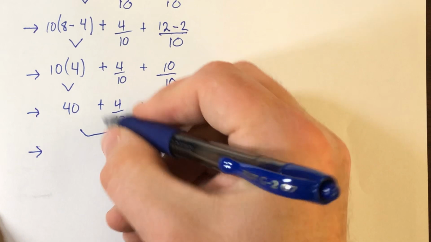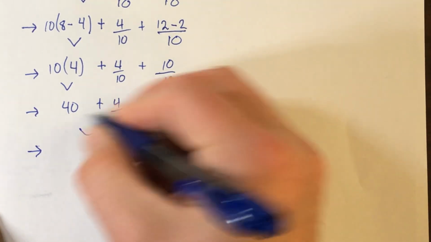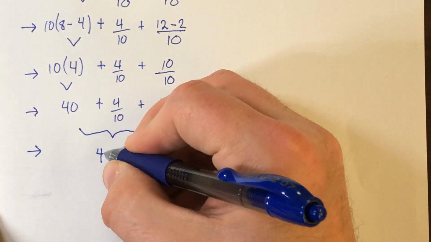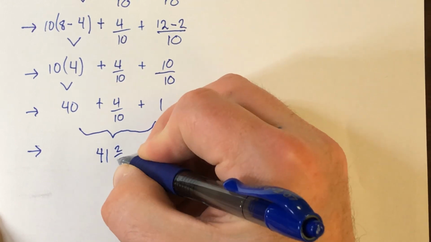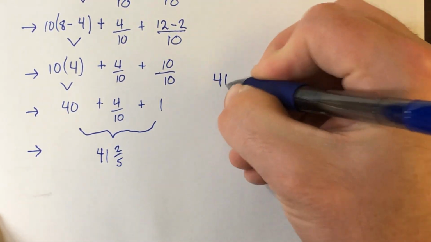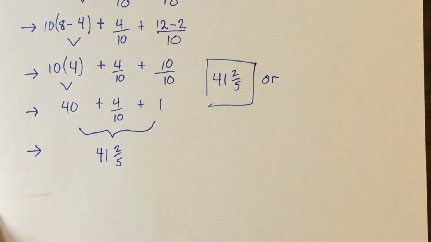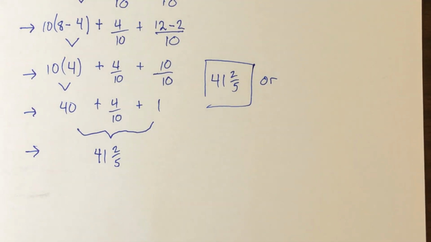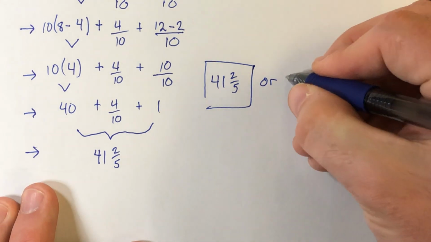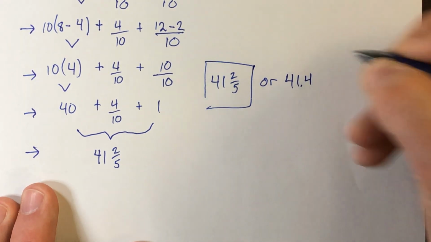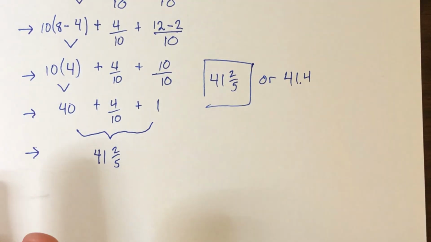Sometimes the calculator is not faster. Sometimes doing it mentally can be faster. So again, 41 and 2/5. Or if you were to do that as a decimal, it would be 41.4. We're just going to stick with a fraction because that's what we got.